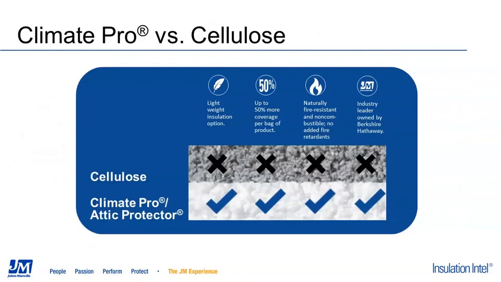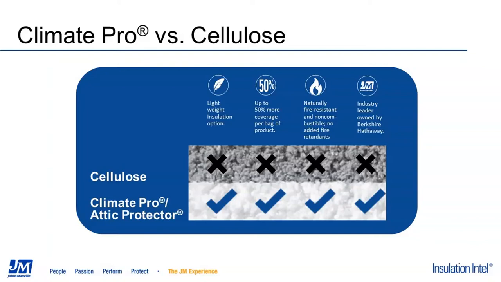The biggest competitor to blown-in fiberglass is cellulose. Cellulose is typically recycled paper that would be installed in a similar way to what I was just describing. Climate Pro and fiberglass in general has many advantages over cellulose, just to highlight a few. Cellulose is going to be naturally combustible. It's paper. It's a wood product. Fiberglass is naturally fire resistant. So to combat that, cellulose needs to be treated with various chemicals so that it can be applied in people's homes.